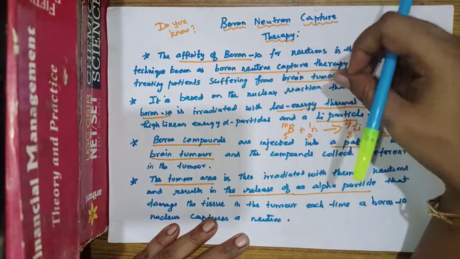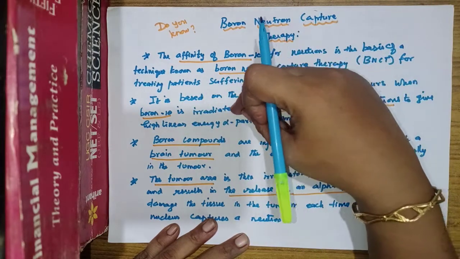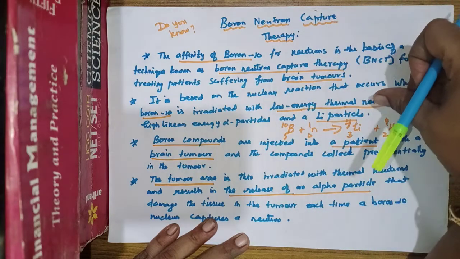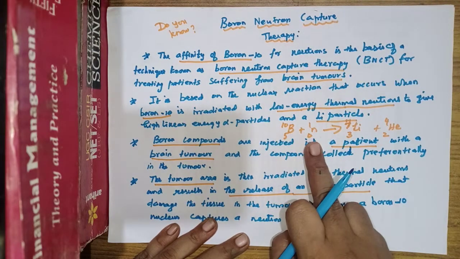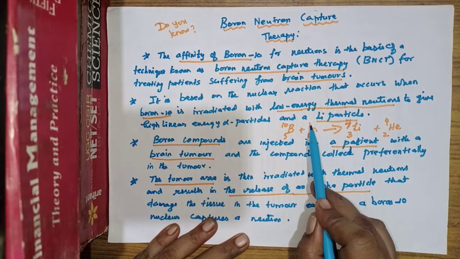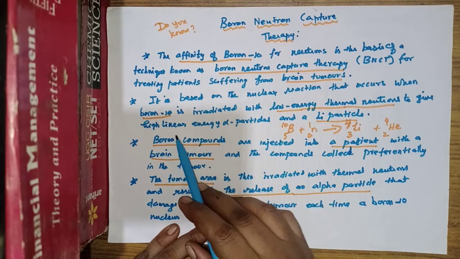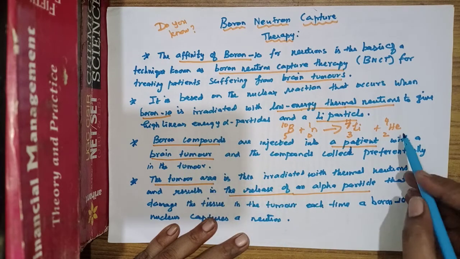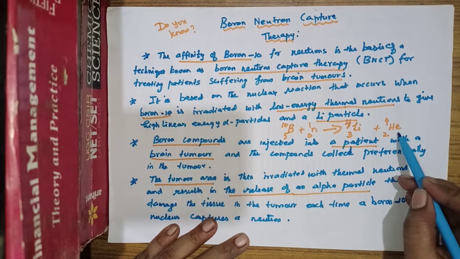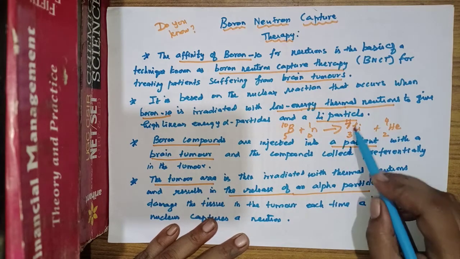It is based on the nuclear reaction that occurs when boron-10 is irradiated with low energy thermal neutrons. Neutron charge is 0, mass is 1. It gives a high linear energy alpha particle, helium, 4, 2, and then a lithium particle. Now write here.